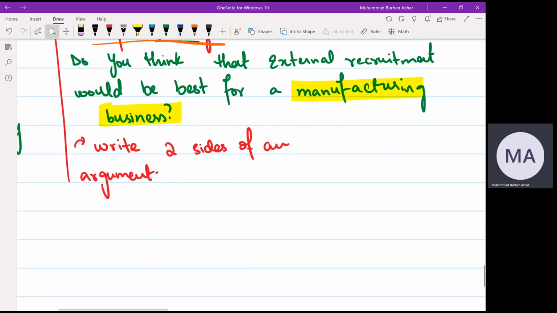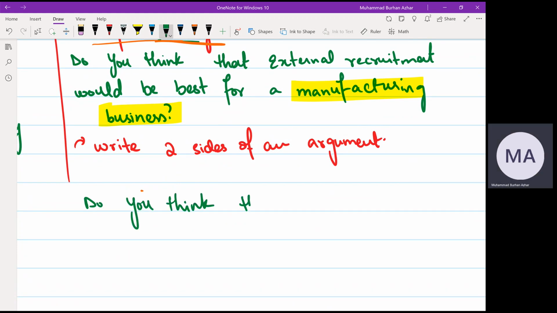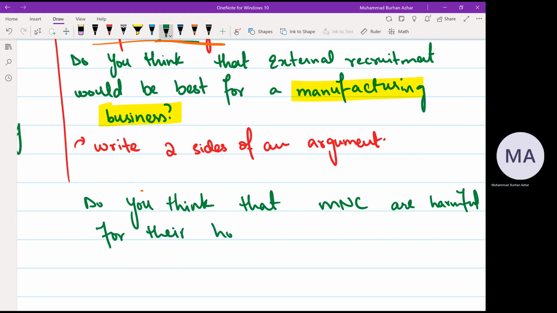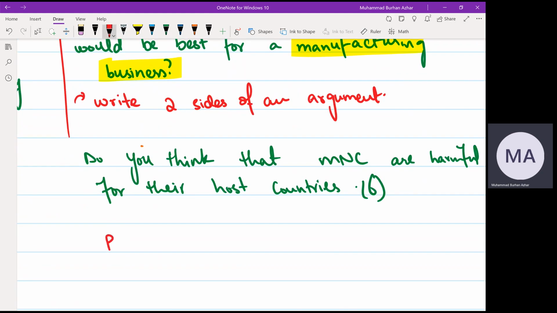अब एक ही चीज के दो साइड्स ऑफ एन आर्ग्यूमेंट वाला क्वेश्चन would look something like this. For example, if a question is asked: do you think that MNCs or multinational corporations are harmful for their host countries? अगर मेरे पास इस तरह का क्वेश्चन आता है फॉर 6 मार्क्स, तो इसमें मुझे बेसिकली have to write pros and cons of MNCs for the host country.